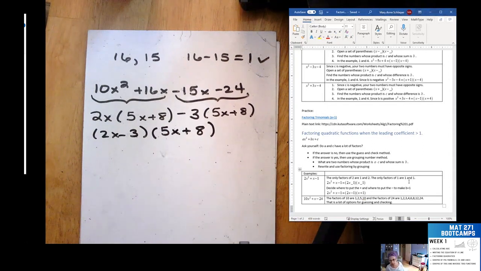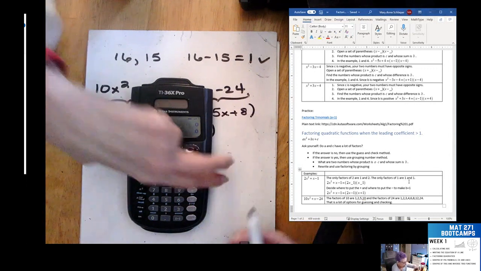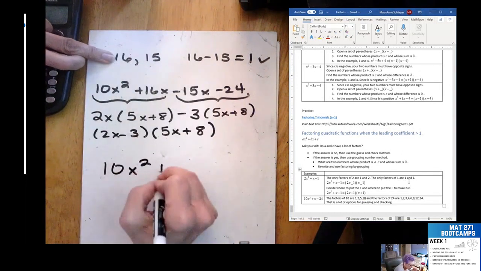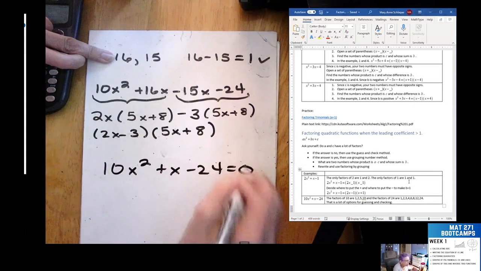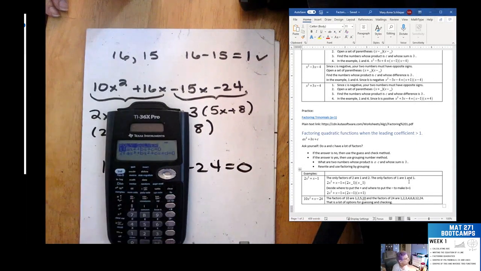Now maybe it's test day and you have a limited amount of time. So you think to yourself, my calculator has a polysolve button. I know how to solve this equation, 10x squared plus x minus 24 equals 0, using my polysolve button. So I hit second polysolve. It's a quadratic. I hit enter and I put in my numbers. And again, I've already done it today, so I already have 10 in there. I already have 1 in there. I already have negative 24 in there. I can hit solve.